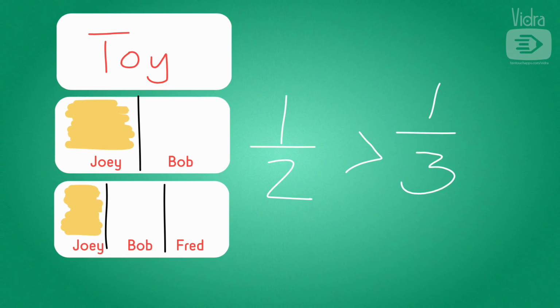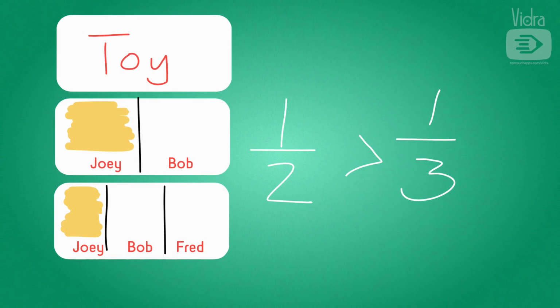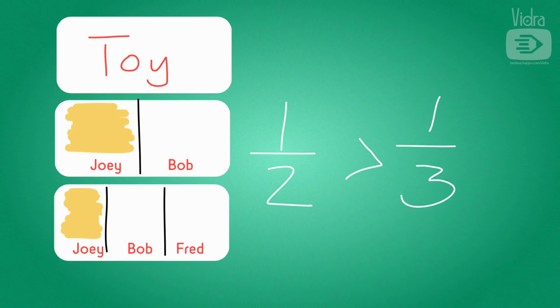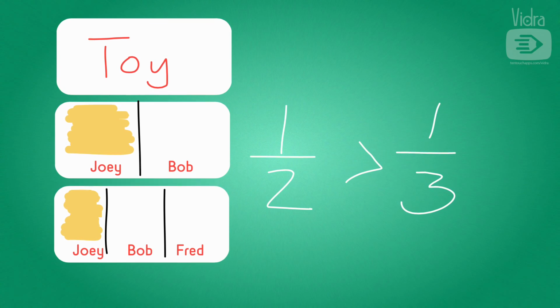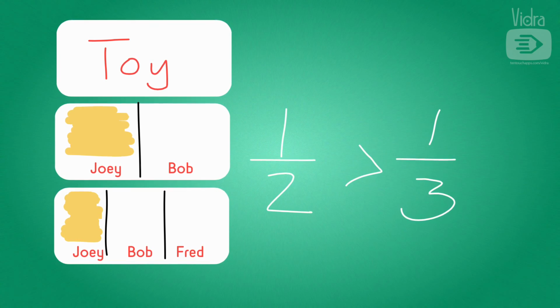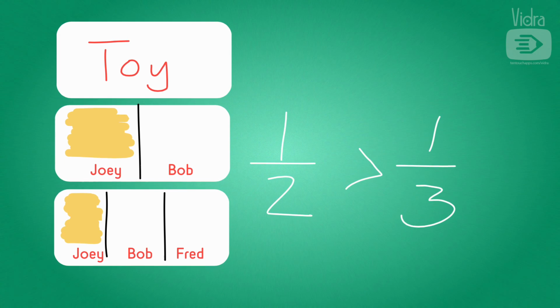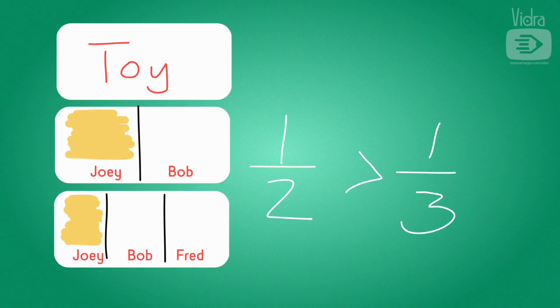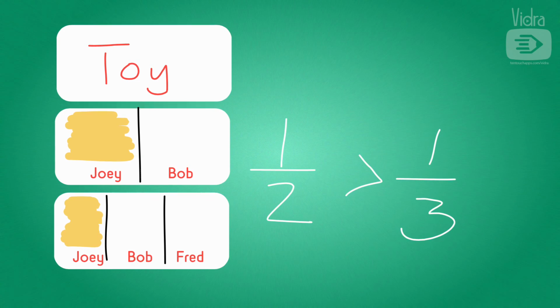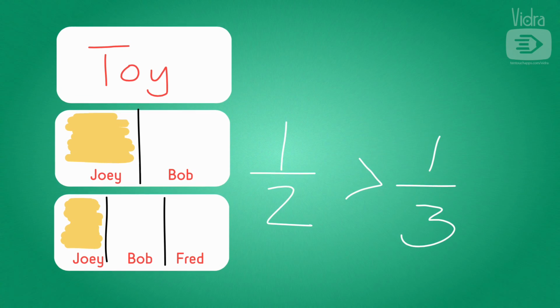To explain the meaning to students, show what it is like to share an item among different partitions. So for example here, you can see that a toy shared between Joey and Bob would give a much greater amount of time playing with the toy than if it were to have to be shared with Joey, Bob, and Fred.